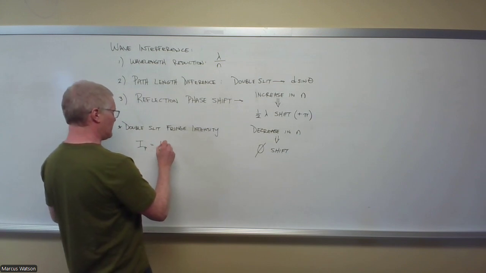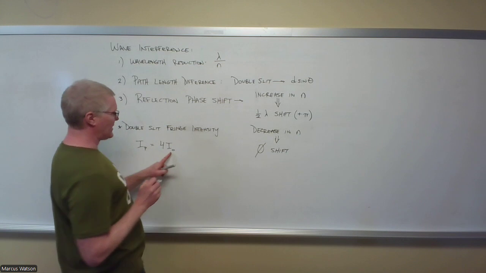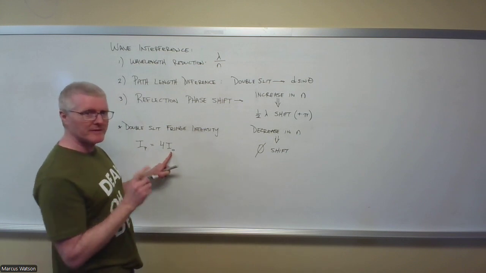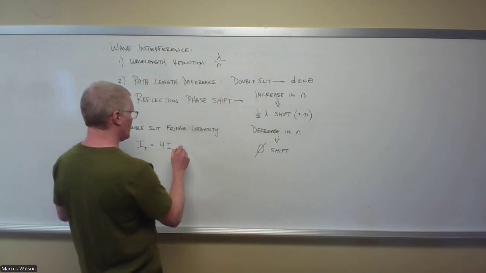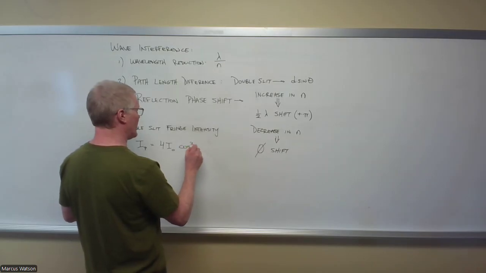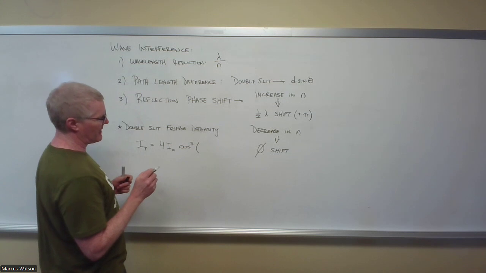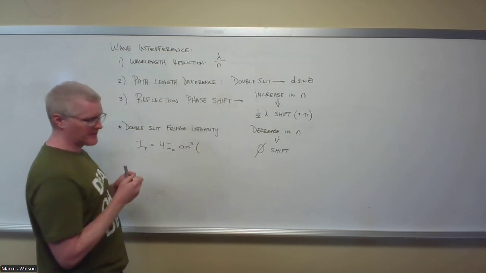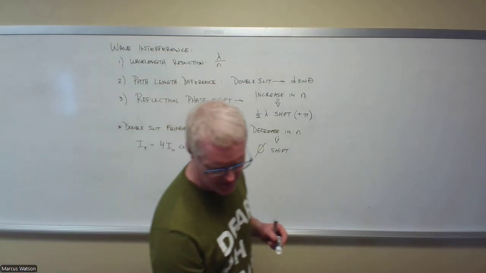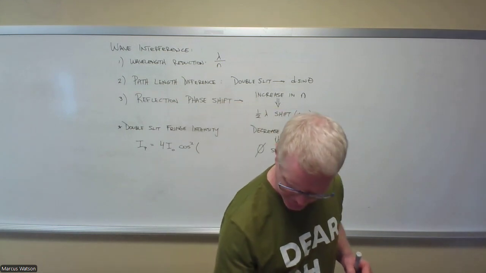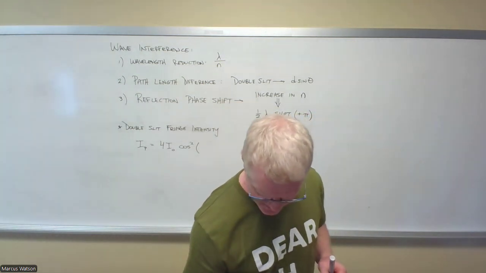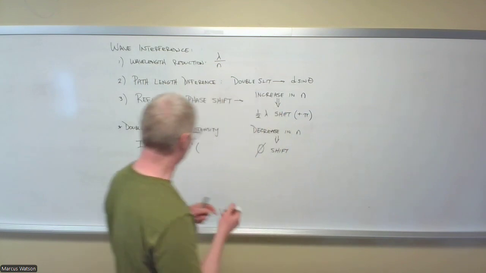And then it came out to be 4 I naught, where I naught is an incidence through one of the slits, times the cosine squared of the angle between them. I think it's actually the half angle. Let me make sure I got this. Right here. It's the half angle between them. Yes.